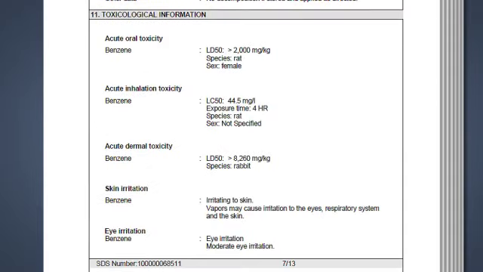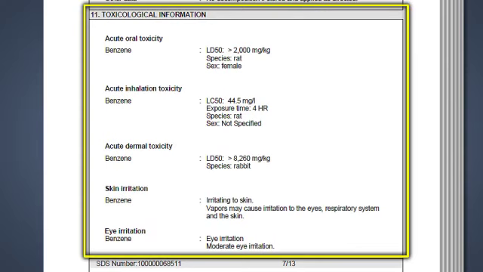Section 11. Toxicological information. Includes toxicological and health effects information, including possible routes of exposure, and short-term and long-term exposure effects.